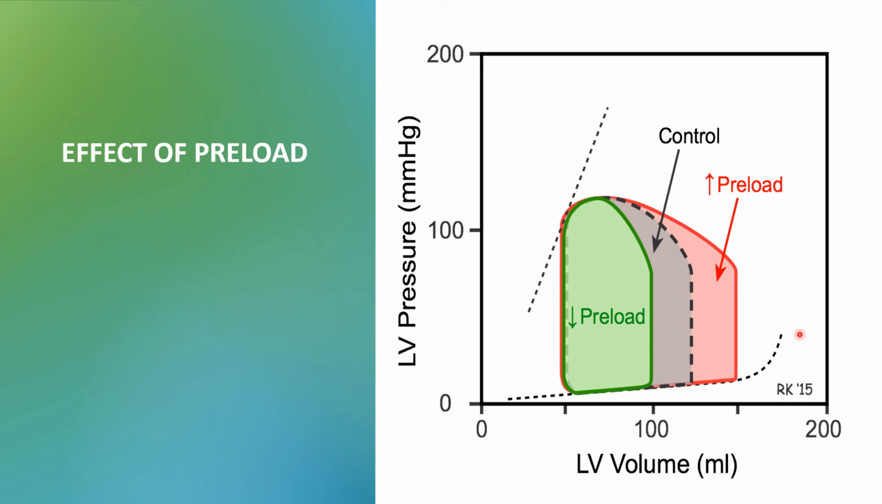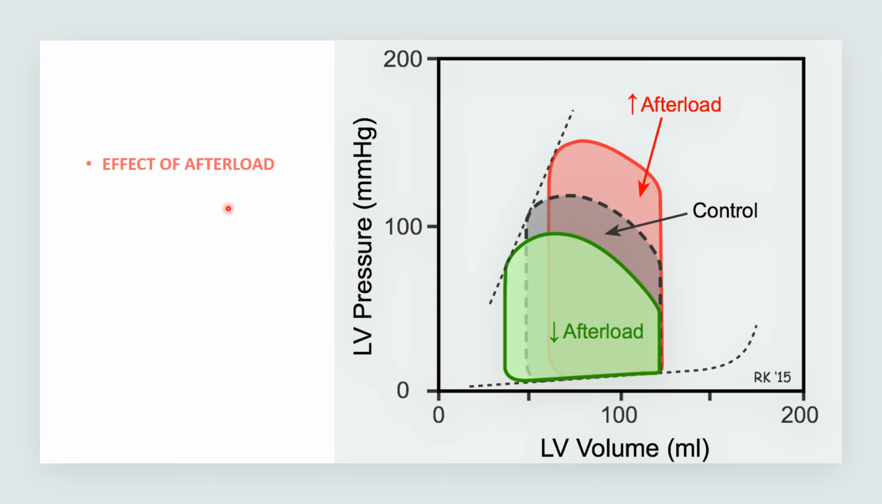So the middle part is a control. If I decrease the preload, examples such as in hypovolemic shock, the preload is decreased, the stroke volume decreases, the mean arterial pressure will decrease. And simultaneously, if I increase the preload, the stroke volume increases, so will be the cardiac output of the stroke volume. The second arm is the afterload arm.